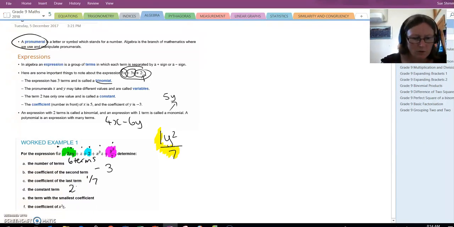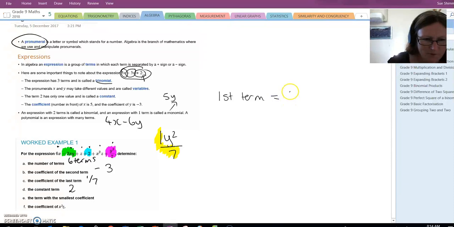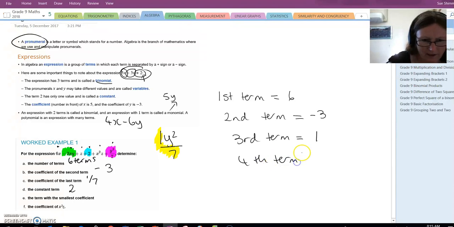What is the term with the smallest coefficient? Well, let's write out the coefficient of each term. The number with the first term is 6. The coefficient of the second term is negative 3. The third term is like 1z, so the coefficient is 1. The fourth term, that's 1x squared z, so the coefficient is 1.